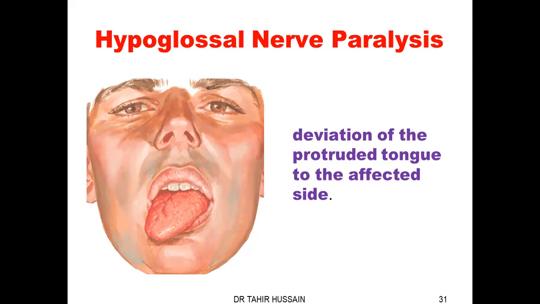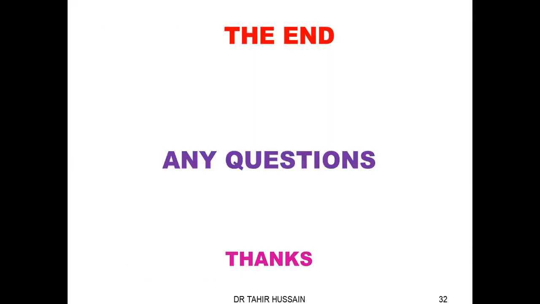Hypoglossal nerve injury results in deviation of the protruded tongue to the affected side. You ask the patient to protrude the tongue, and the tongue will be deviated towards the side of the lesion. This is the end of our lecture.